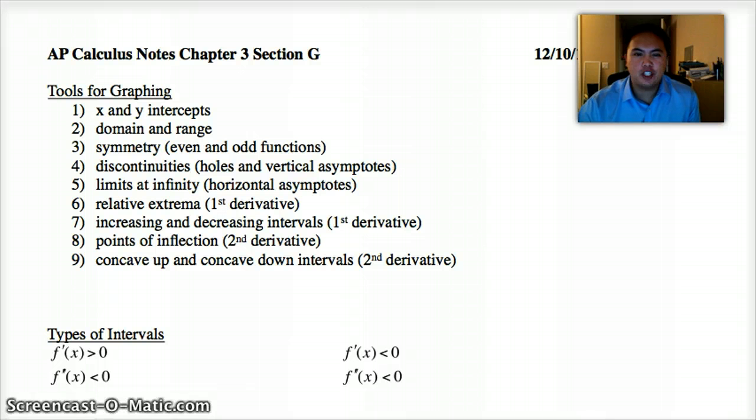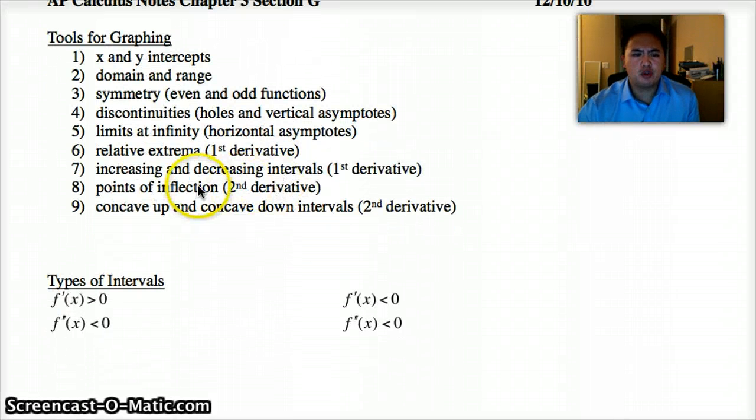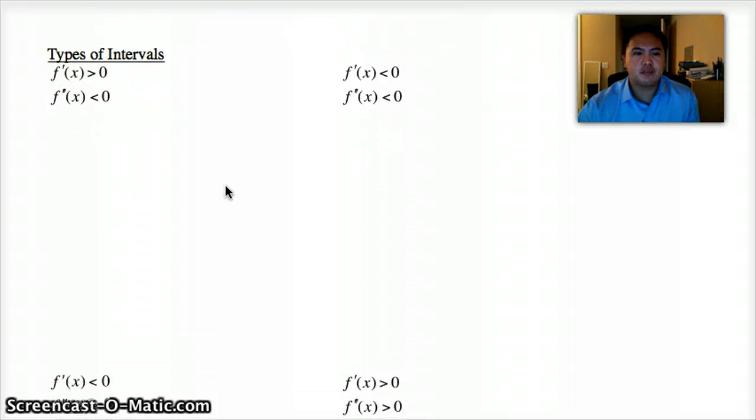I want to teach you a quick 15-minute lesson about graphing based on information of increasing, decreasing, and concave up, concave down. What if I give you the information, would you know how the graph looks? So take out your notes, this should be part of your packet, Chapter 3, Section G. I'm going to go over real quick the types of intervals that you could have.